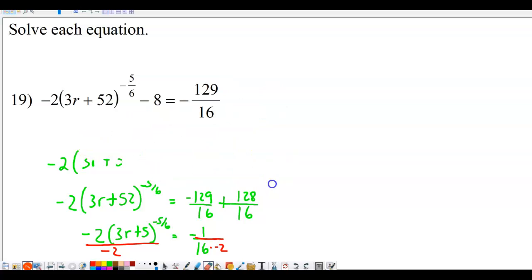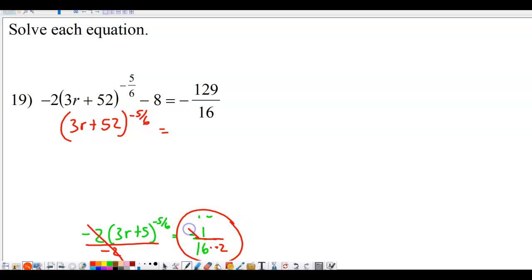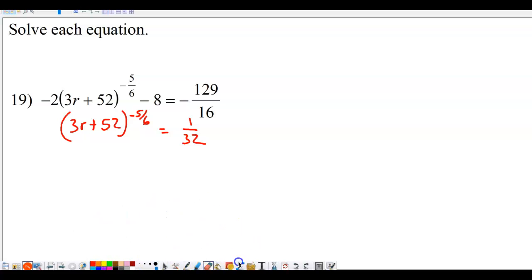Make some space for myself. On this side, these cancel, and I have 3r plus 52 to the -5/6. And on this side, the negatives cancel, and I'm left with 1 over 32. Okay? And at that point, it's going to be like the problem that we had last time. So I had to get rid of the outside numbers first, and I had some nasty fraction work to do in the process. So let's go ahead and complete this now.